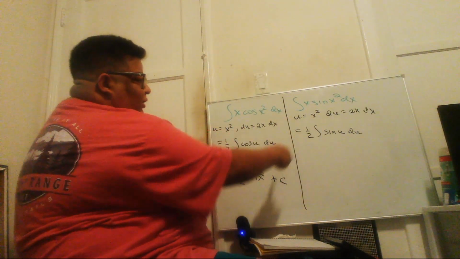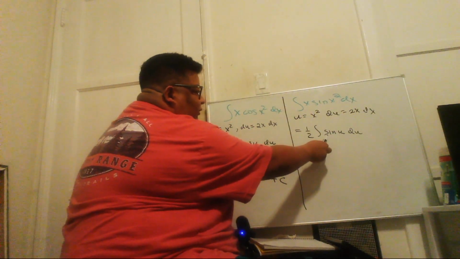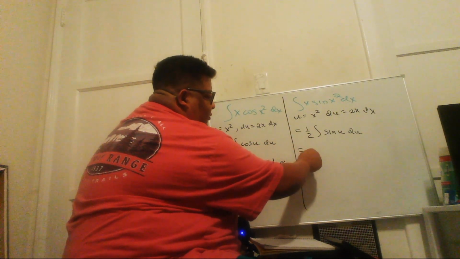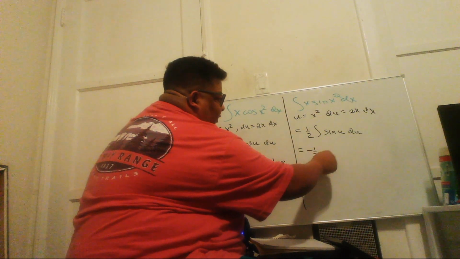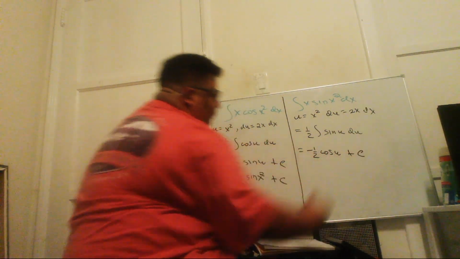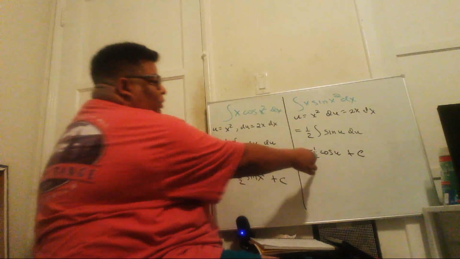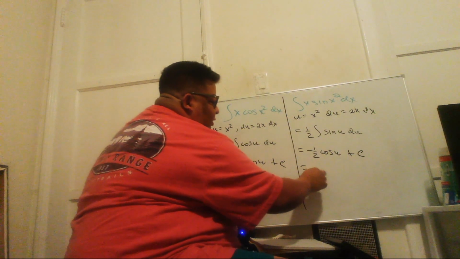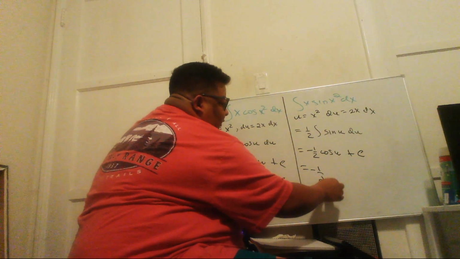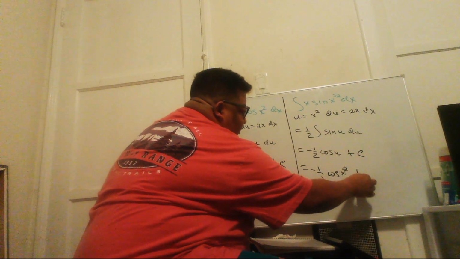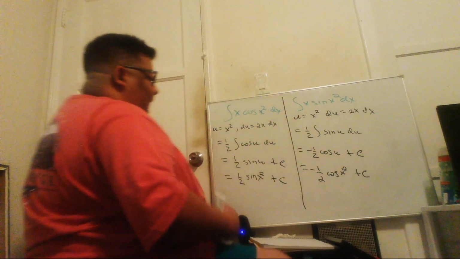Notice we have something similar here. This is cos, this is sine. So what's the antiderivative of sine? It's negative cos. So that's equal to negative 1/2 cos of u plus c. Now we plug in u, the last step. u is equal to x squared, so that's going to be equal to negative 1/2 cos x squared plus c.